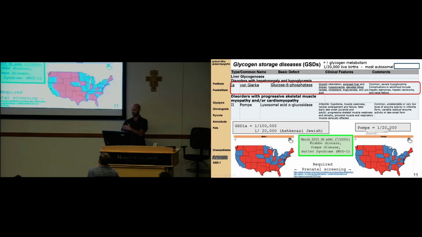I'd point out, for example, Pompe is about 1 in 20,000. So GSD1 alpha is 5 times less frequent. That seems to make sense, but again, you have to know your patient population. If you're from Ashkenazi Jewish descent, it's about 1 in 20,000. So it's just like Pompe, but they're not being screened, right?